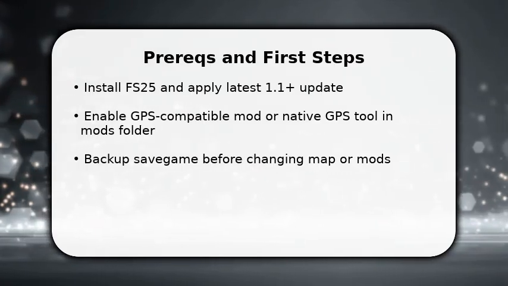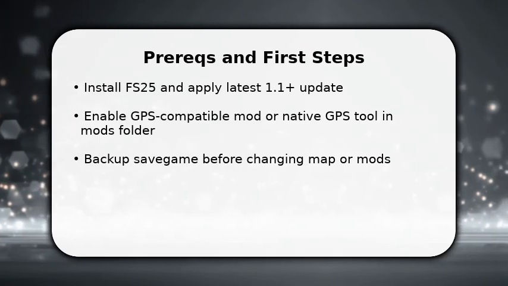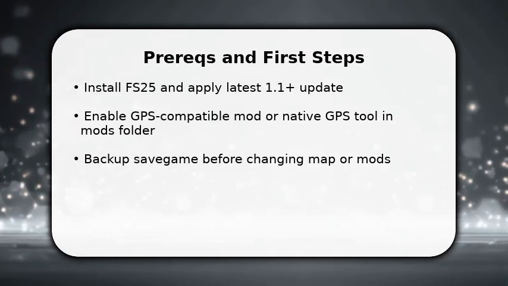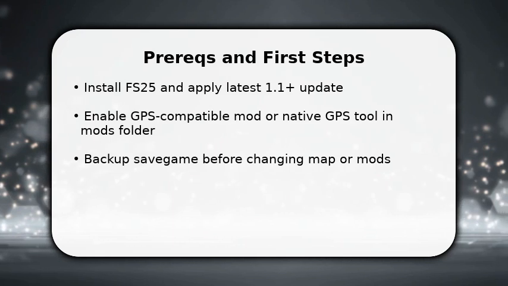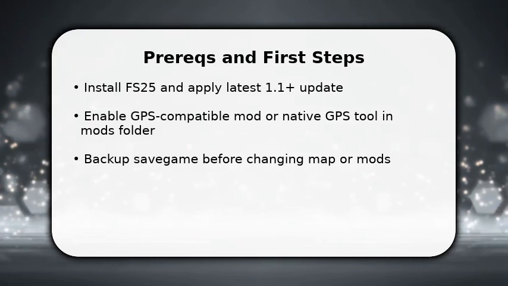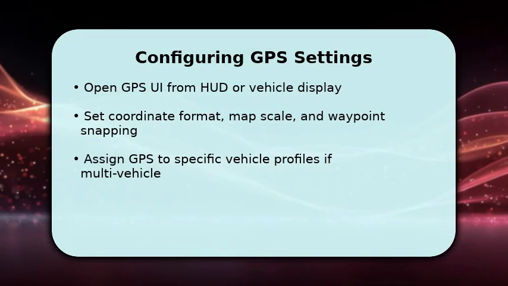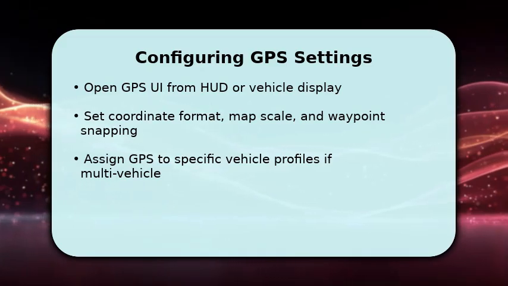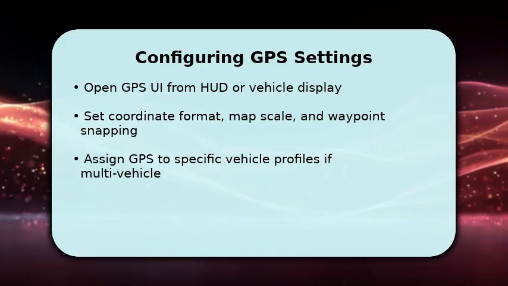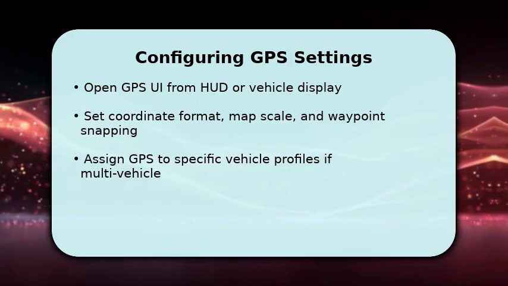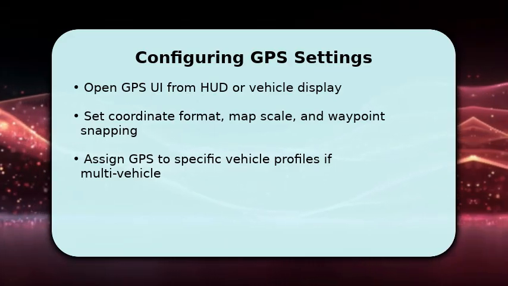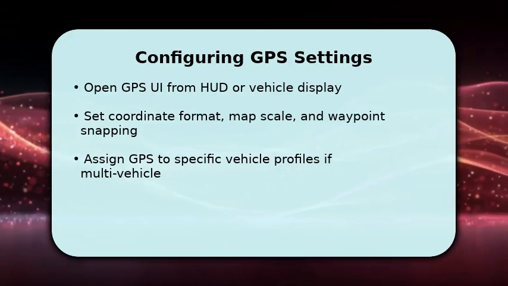Make sure to keep a backup save so you can revert if the mod conflicts with other assets or map scripts. Now you configure the GPS. Open the GPS interface from the HUD or vehicle panel and pick your preferred coordinate format for clarity. Adjust map scale and zoom so you see fields and roads. Snapping to waypoints ensures straight headland runs.